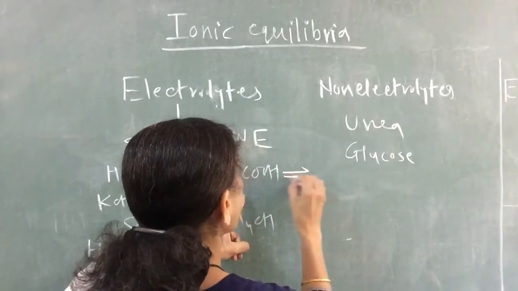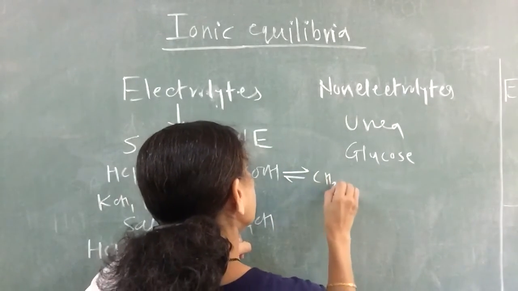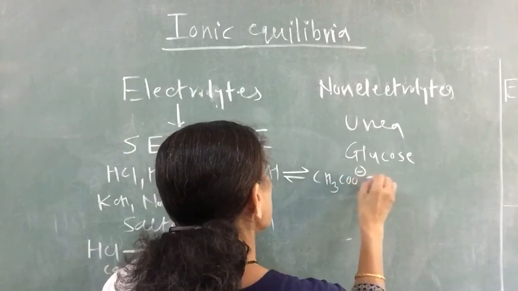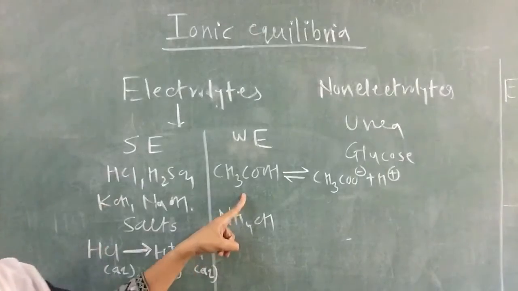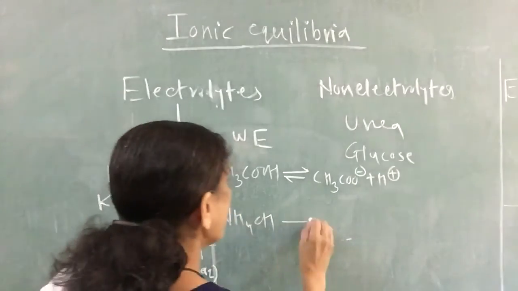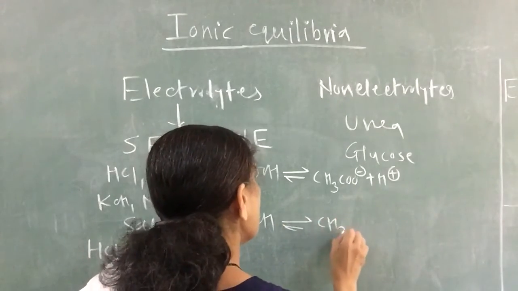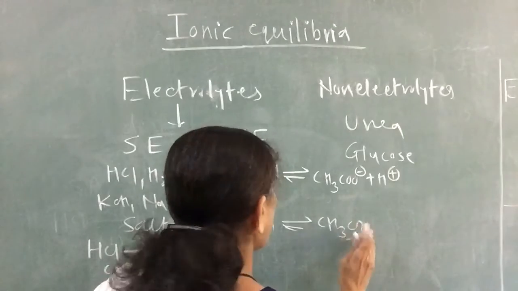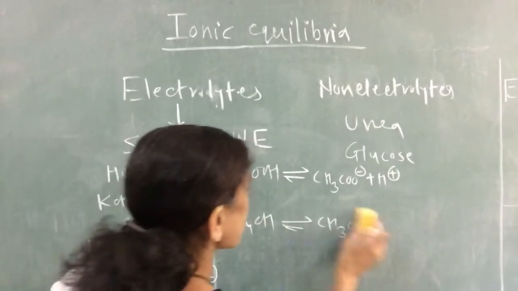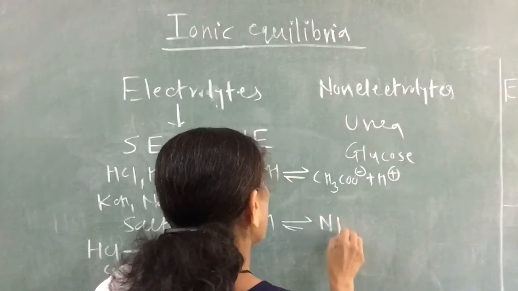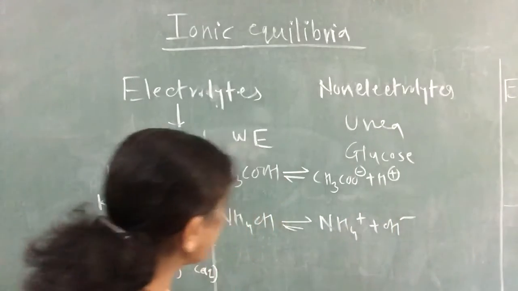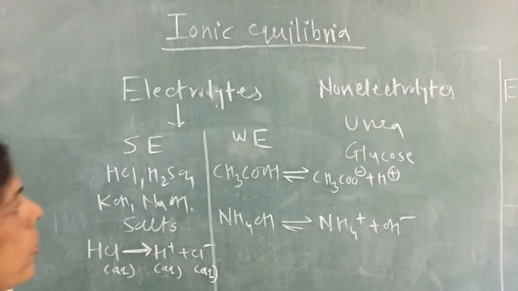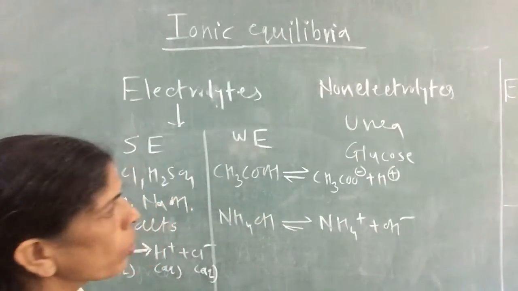So we will have equilibrium between the ions which are formed and the molecules which are undissociated. Okay. So equilibrium will exist. These are reversible reactions. NH4+ OH-. Okay. So this is about strong and weak electrolytes.